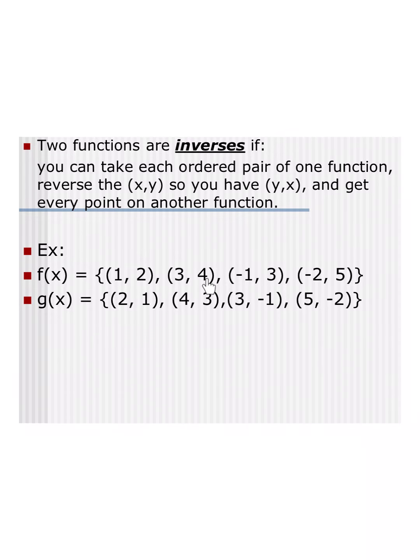So we have (3, 4), which becomes (4, 3) for my second function. We have (-1, 3) for f, which becomes (3, -1) for g. And then we have (-2, 5) for f, which becomes (5, -2) for g.